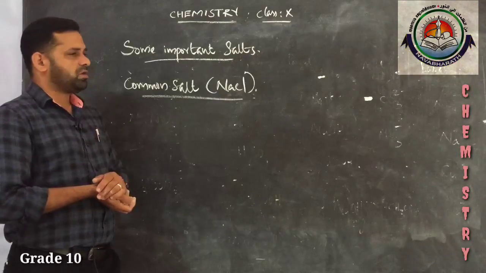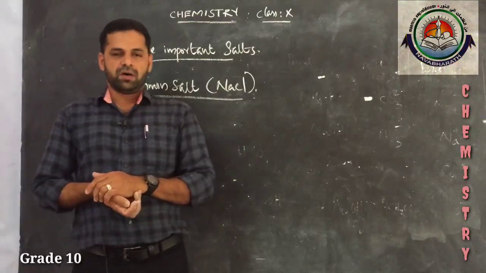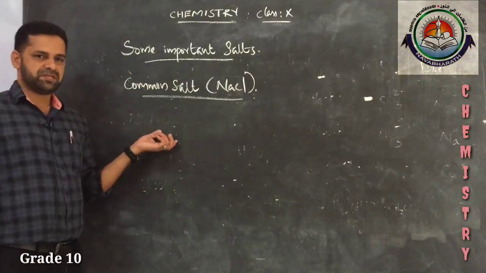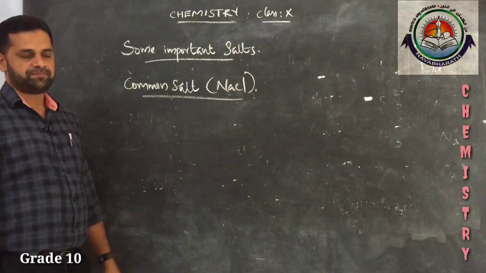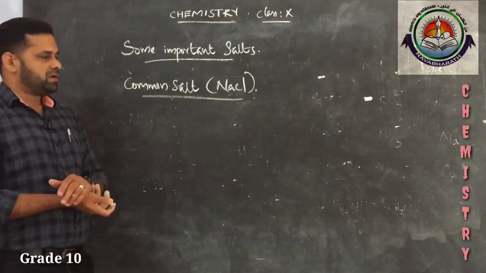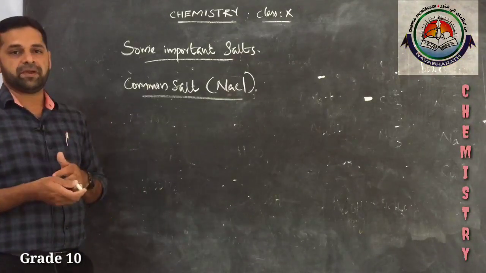And this sodium chloride, we know it is a white crystalline substance. Its chemical formula is NaCl. And then how is this sodium chloride prepared?